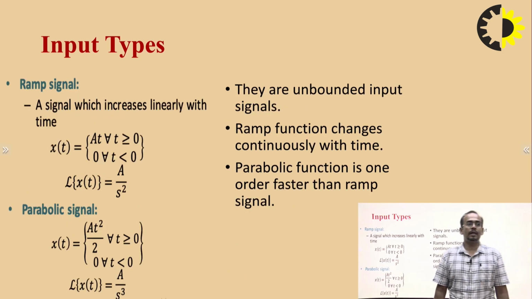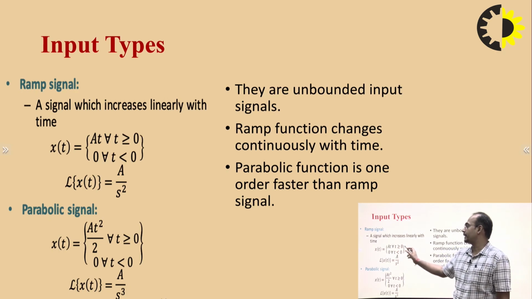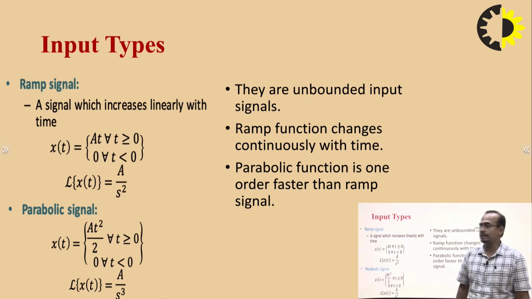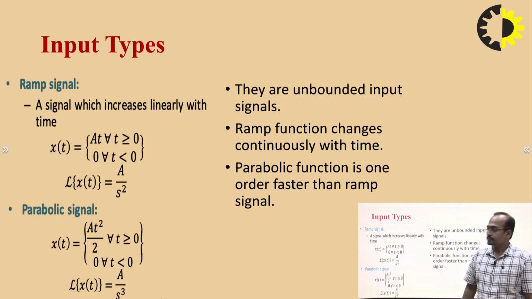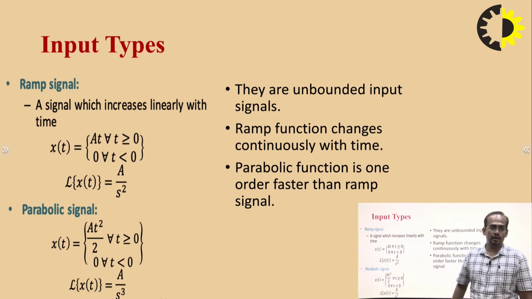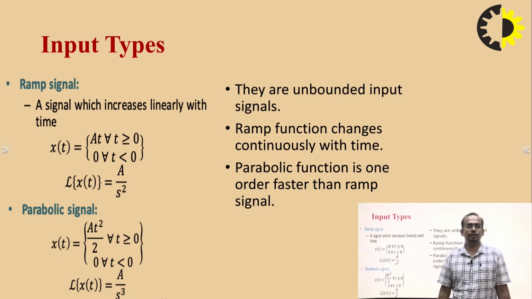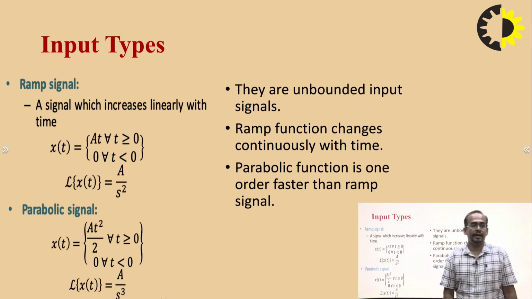Now, the ramp signal, mathematically x(t) is equal to At for t greater than or equal to 0 and 0 for t less than 0. The Laplace transform of this is A by s square. Parabolic signal, x(t) is equal to At square by 2 for every t greater than or equal to 0 and 0 for every t less than 0. The Laplace transform of this is A by s cube.